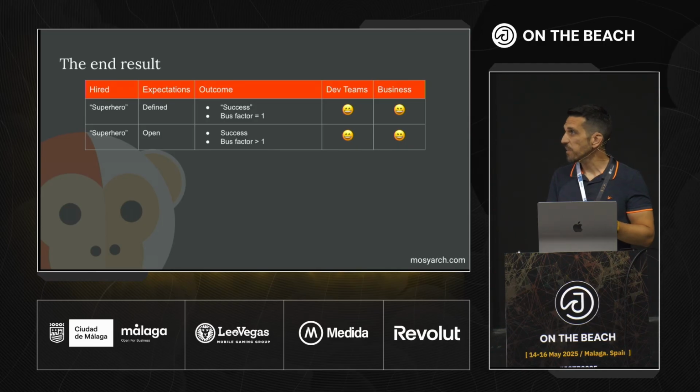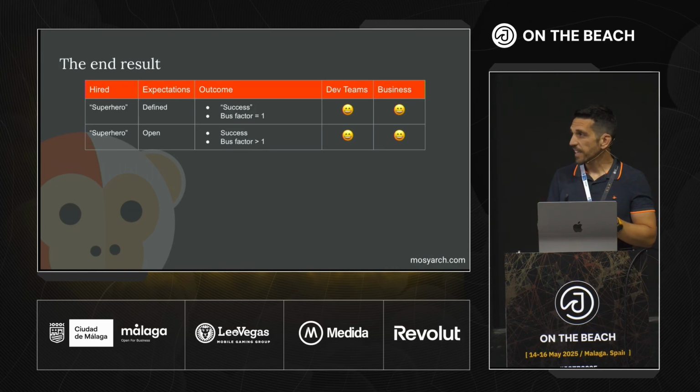The problem here is the bus factor is 1. So this person is becoming essential. The bus factor is how many people a bus can run over, and the company still works fine. This person becomes really essential. So that's a red flag in that case.